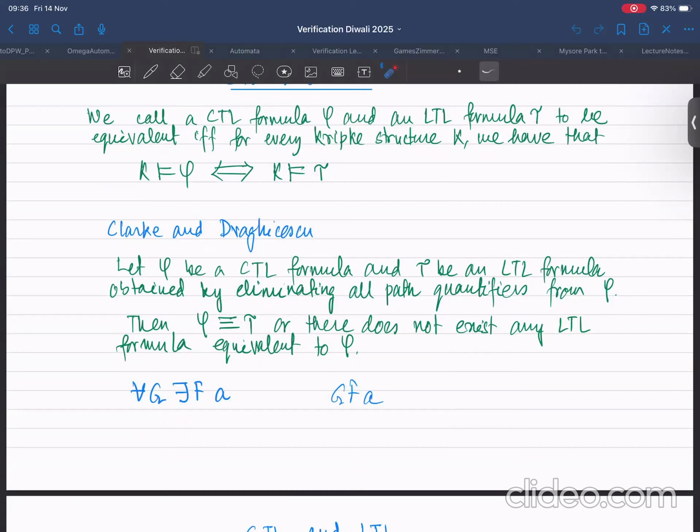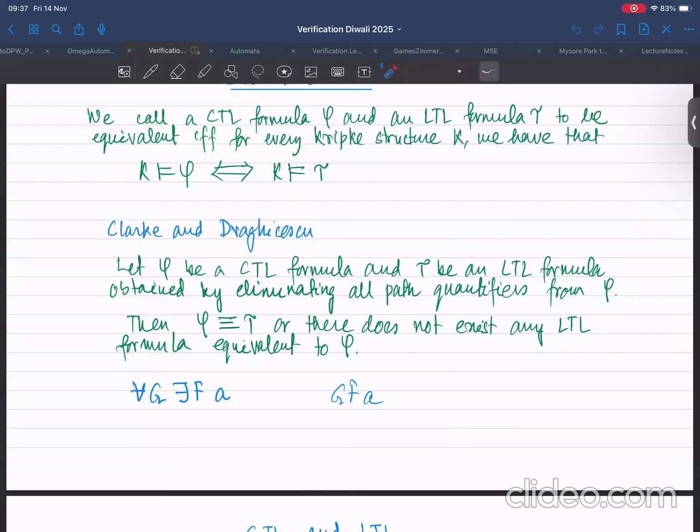Now, one of the things we saw is that LTL model checking is PSPACE-complete, whereas CTL model checking is in polynomial time. And it's not quite the case that CTL model checking is sort of easier. It's more like sometimes some properties in LTL can be expressed in a more succinct way. So the LTL formula can be more succinct.